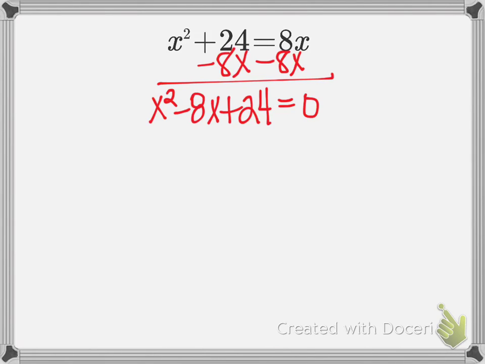Okay, so now I've got everything set equal to 0. My next step is I always need to get my c, which is just my number without a variable, on the other side. So I'm going to subtract 24 on both sides.